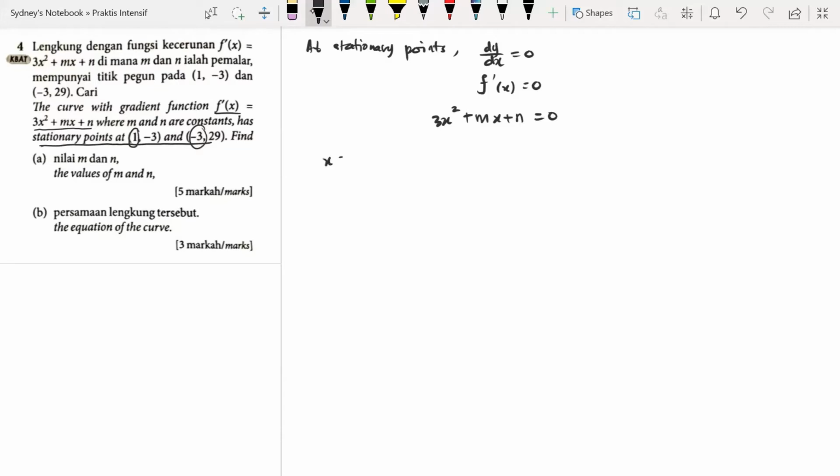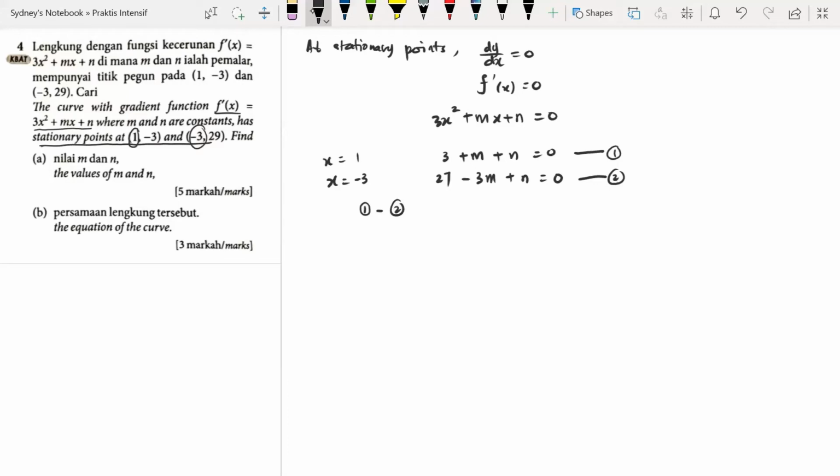Therefore, when x equals 1, we can substitute this point in and it will satisfy this equation. We will get 3 plus m plus n equals 0. And when x equals -3, we will have -3 squared is 9, 9 times 3, so we have 27, minus 3m and plus n equals 0. Let's label the equations as equation 1 and equation 2. So we shall take equation 1 minus equation 2.